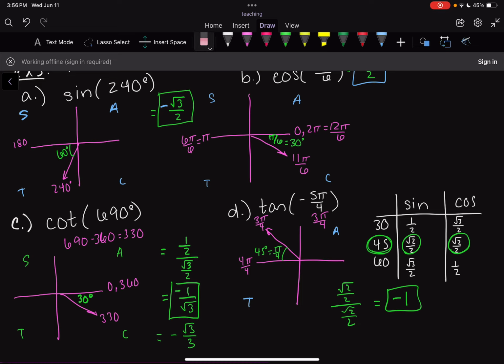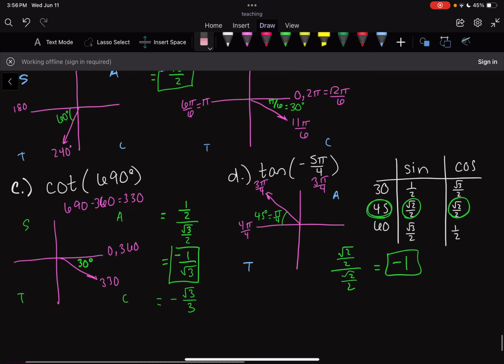So let me go ahead and fix my issue in part C now. So here's what happened. See how it's a 30-degree reference? I accidentally looked at 60. So I did cosine over sine, but I was looking at 60 degrees. So I looked at the wrong reference angle in my table.